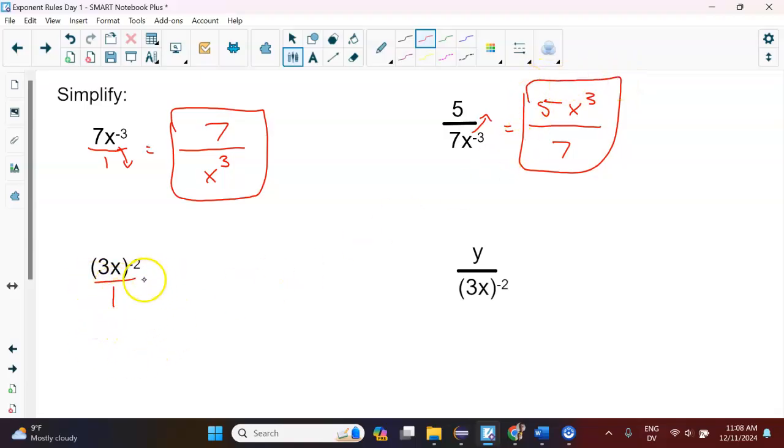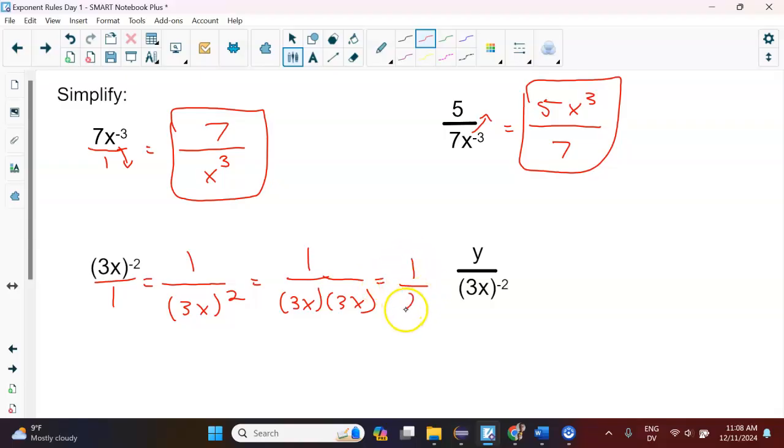Okay, next one, the whole thing is affected because there's a parentheses. So I'm going to flip that whole thing and put a 1 on top. Once we flip it, now it's a positive exponent. That's how we interpret a negative exponent. And then from there, this part we haven't got to too much yet, but you have a 3x and a 3x in the bottom. So that would become 9x squared. 3 times 3 and x times x.